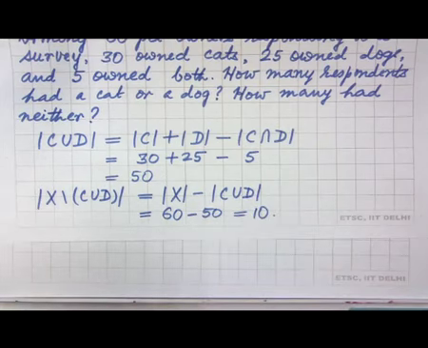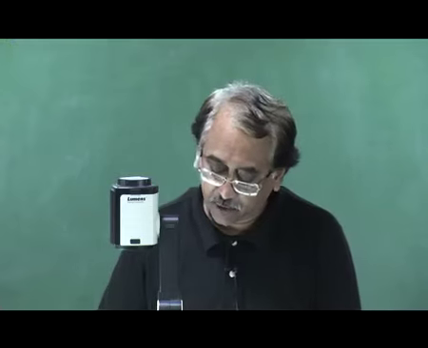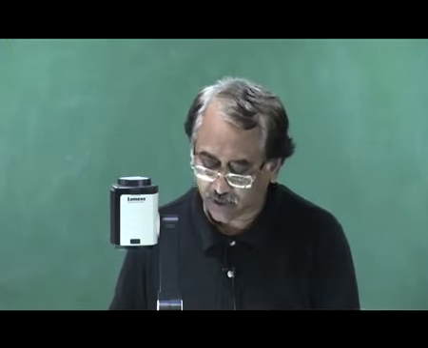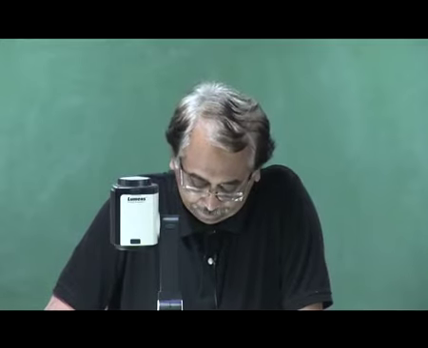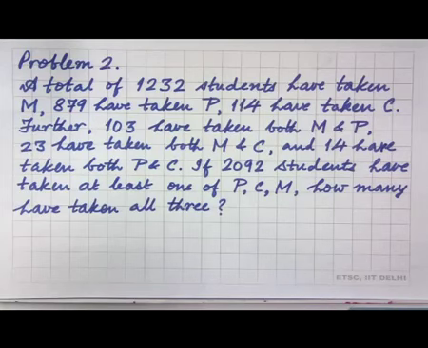Let me take another problem which is slightly harder. The second problem involves 3 sets. I've taken larger numbers, so I'm going to let you do the calculation yourself. And I've taken something which is topical. It's nothing to do with cats and dogs, but more to do with 3 letters that you're probably familiar with. You can guess why I've chosen those 3 letters. M stands for mathematics, P stands for physics, and C stands for chemistry.